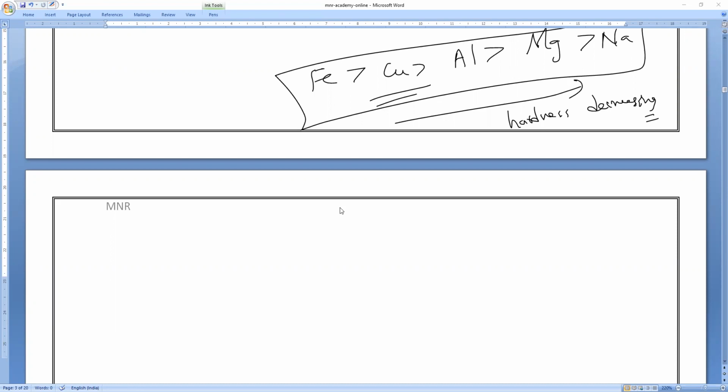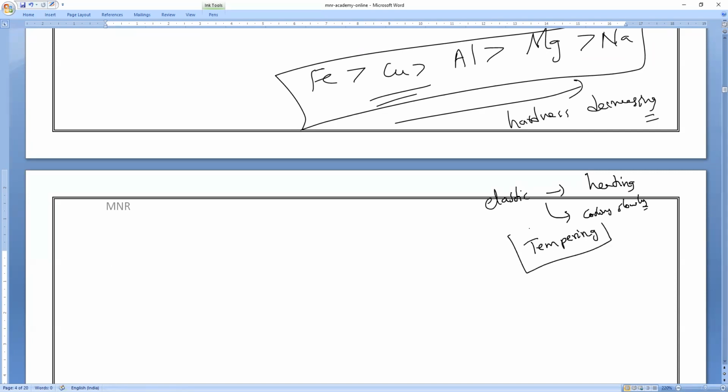Am I right? All of you? They will melt the metal. They will make the metal elastic by strong heating, by heating to a very high temperature. And they will bend it and slowly cool it. The cooling process will be very slow. That is how gold ornaments and all are made. Now, this process is called tempering.